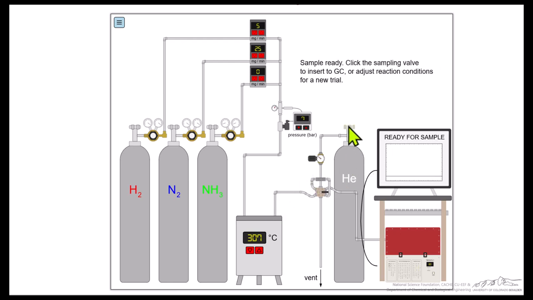I can open the helium tank, which is used to run the gas chromatograph. You'll notice it says the system is reaching equilibrium. And now it says it's ready, so I can click on this switching valve. What it will do is inject the sample into the GC, and then it gives us the output: the mole fractions of hydrogen, nitrogen, and ammonia at the conditions we picked. I can click on the valve again to get back so we can take another sample.